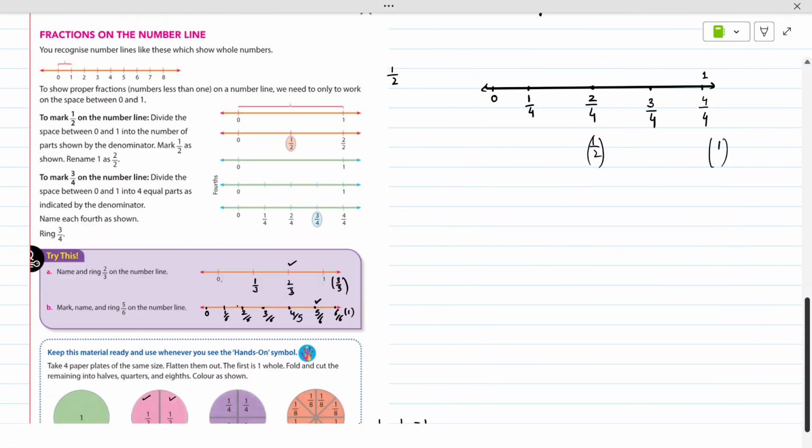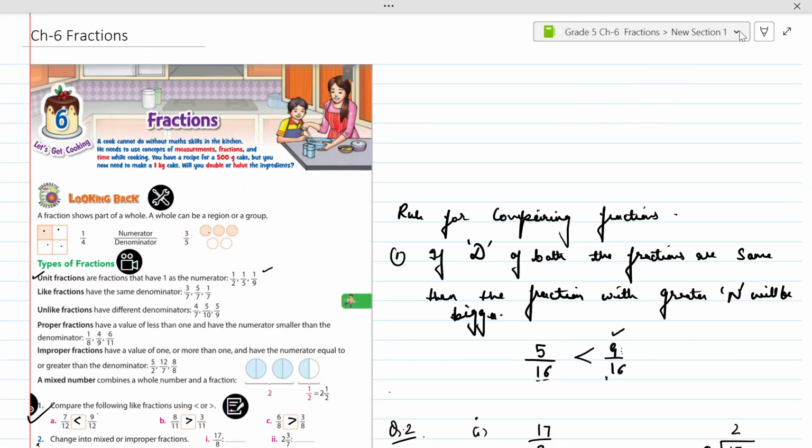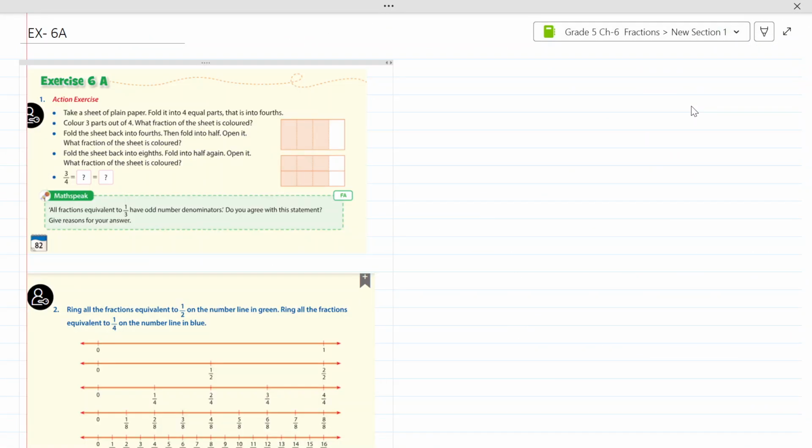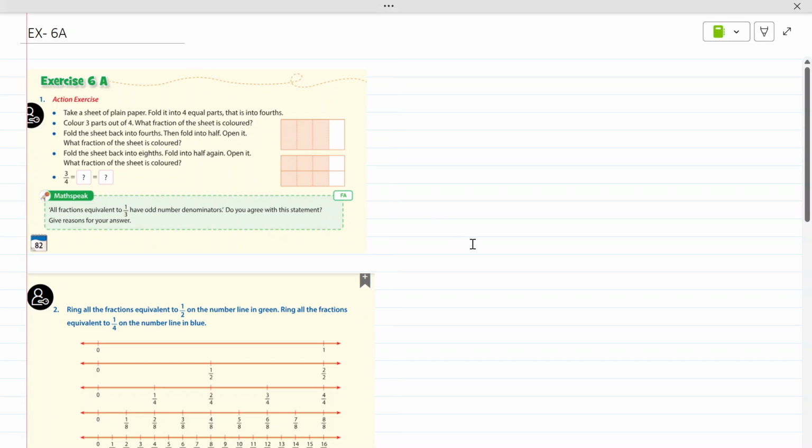Okay, so kids, I hope that you have understood all these concepts in today's class. And now what we have is exercise 6a, which we are going to pick up in the next class. Before that, I want you all to revise what we have done today. Okay, so I will see you all in the next class now. Thank you.